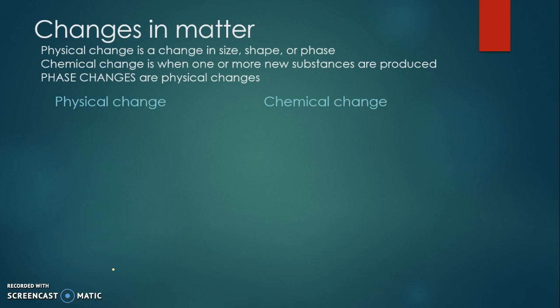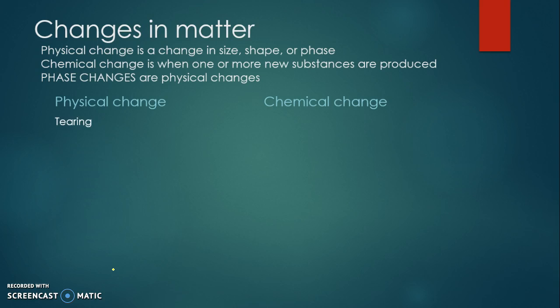All right, changes in matter. So physical change is a change in size, shape, or phase. It does not change the identity. It just changes how it looks. Chemical change is when one or more new substances are produced, and that's when you change the identity. All right, so phase changes, a change from solid, liquid, or gas is going to be a physical change. So you have a list of changes on your paper. Go ahead and try these out, label if you think they're physical or chemical, and then come back and check your answers.